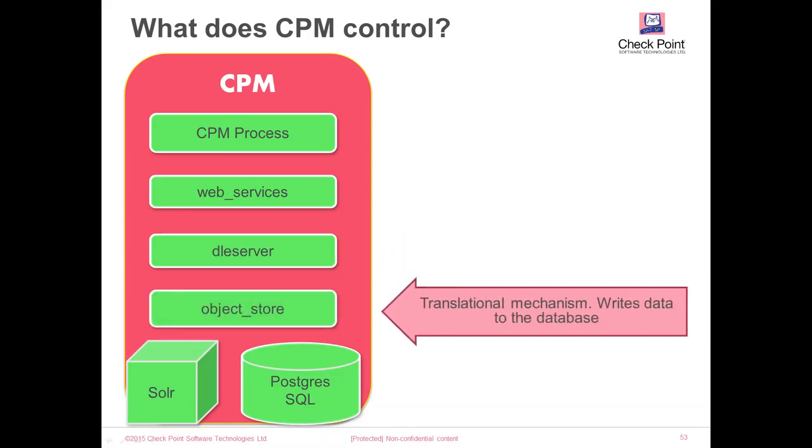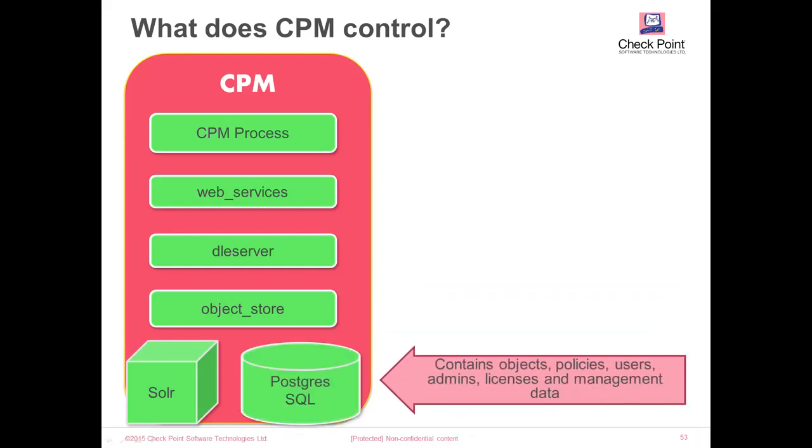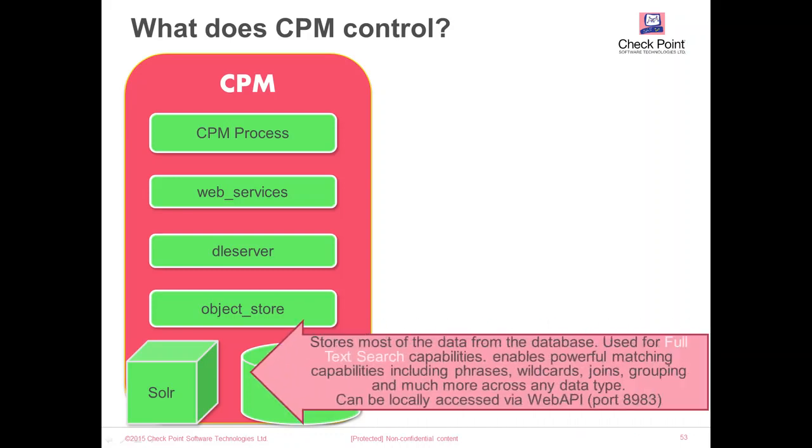Before the information is written down to the database, you have the object store, that is the translational mechanism that writes data into the database. The database consists of a PostgreSQL database containing all the object information, policies, users, admins, license, and management data.